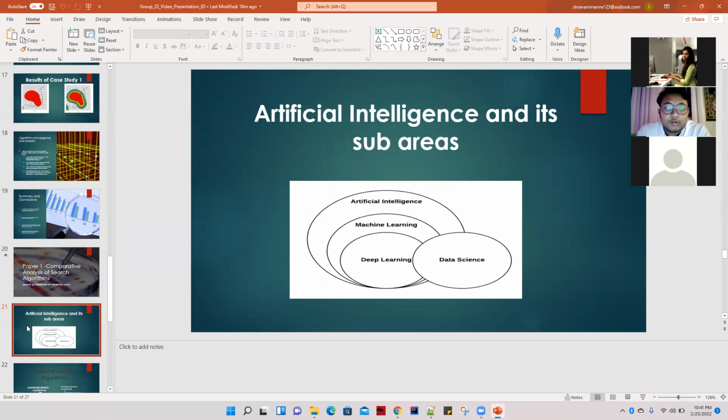The given paper focuses more on two problem-solving techniques, that is uninformed search techniques and informed search techniques, with more focus on BFS, DFS, UCS, A star, and best first search.